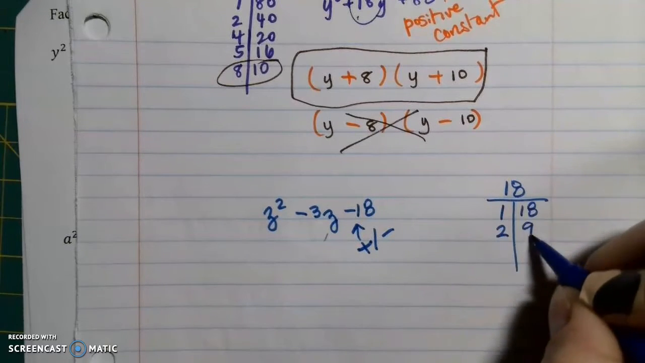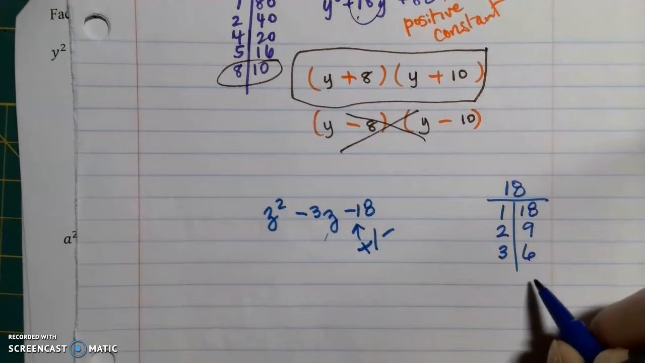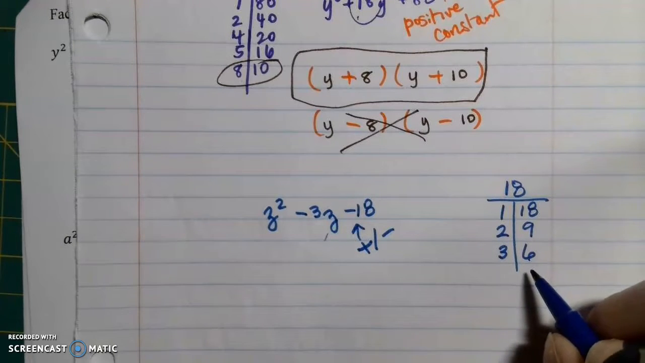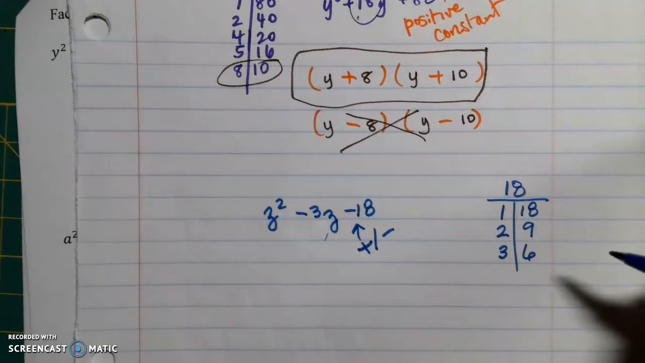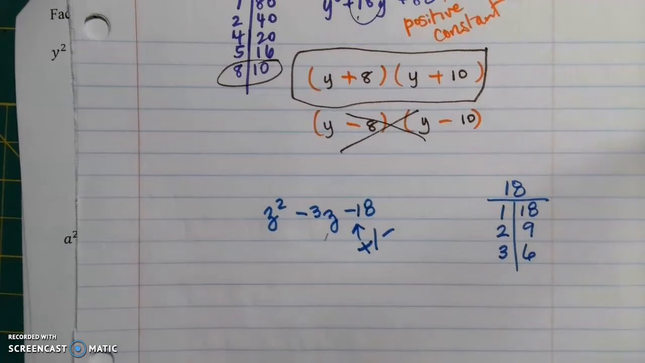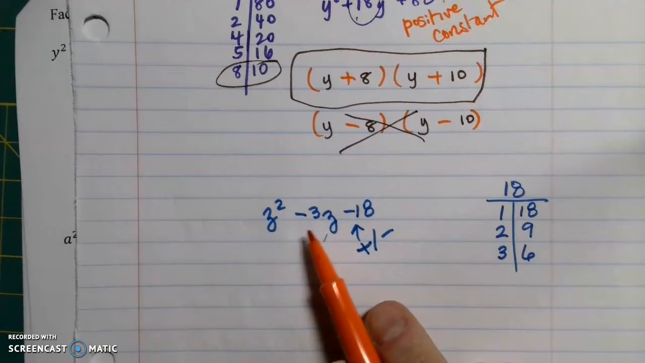So 1 and 18, 2 and 9, 3 and 6. What's left before I start repeating terms is 4, which won't work, and 5. We know 18 is not a multiple of 5. So these are the only possibilities I need to think about. And then the one that is going to add or subtract to 3.